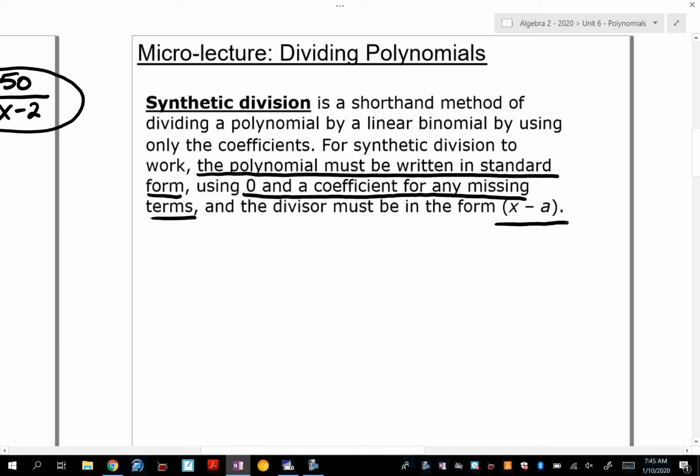It could say x plus a number, but the main thing is it has to be linear, x to the first power. If it's not x to the first power, like it's x squared or x cubed, you can't do this. You've got to do long division. Let me show you how to do it.